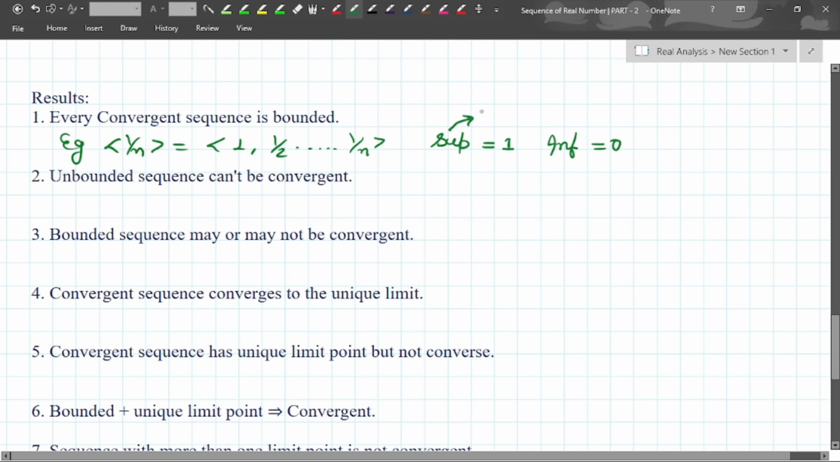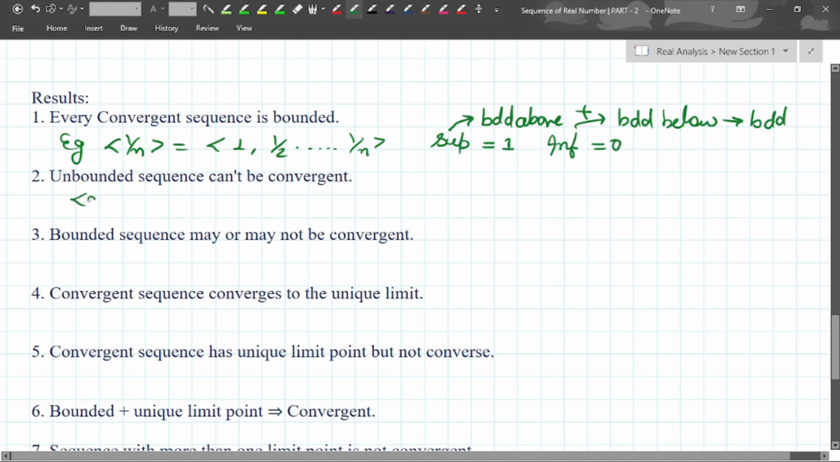Due to this, it is bounded above. And if it exists, it means bounded below. If both exist, bounded below plus bounded above implies that my sequence is bounded. We know that 1 by n is a convergent sequence; that we have as an example.